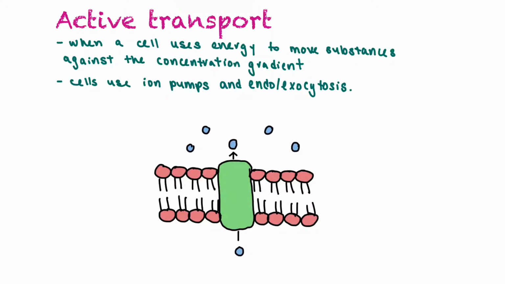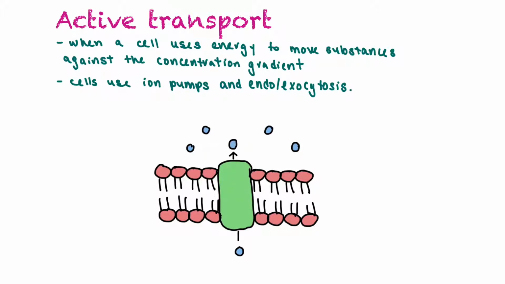So active transport does use energy, and this is when a cell uses energy to move substances against the concentration gradient. So they're going against the flow. Usually with the other types, everything is going with the flow, so with the concentration gradient, whereas with active transport, you're pumping things against the flow. So you actually have to push it across the membrane using energy. So cells will use ion pumps or endocytosis or exocytosis to get things across the membrane, and that all requires energy. So you can see here in this diagram, there's a particle trying to get through the membrane.